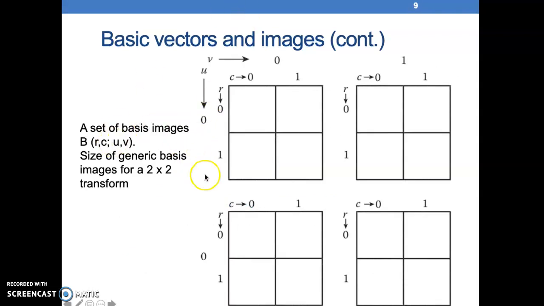It can be visualized like this, where you have the 2 times 2 spatial image, and the 2 times 2 of the transform. Each of these will be represented as (u,v), where (u,v) is the frequency domain. So u,v is 0,1 and 0,1. We will go through an example later so that you will understand more.